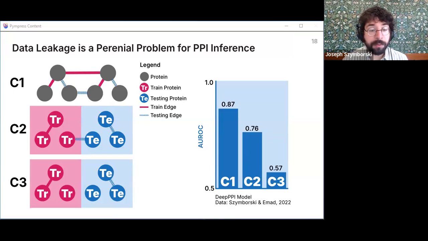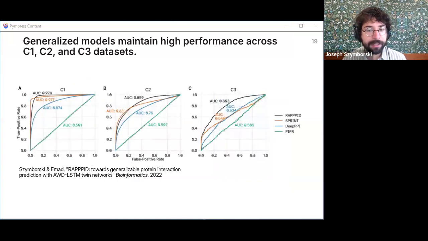Finally, we have the most drastic change when we restrict testing edges to interactions between testing proteins and training edges to interactions between training proteins. Doing this exposes the extent of the role data leakage played in inflating our evaluation metrics. And the performance goes to near random. So you can see that in the chart on the right. Generalized methods like RAPID, on the other hand, do a much better job at maintaining their performance across these three methods. And you can see that here.